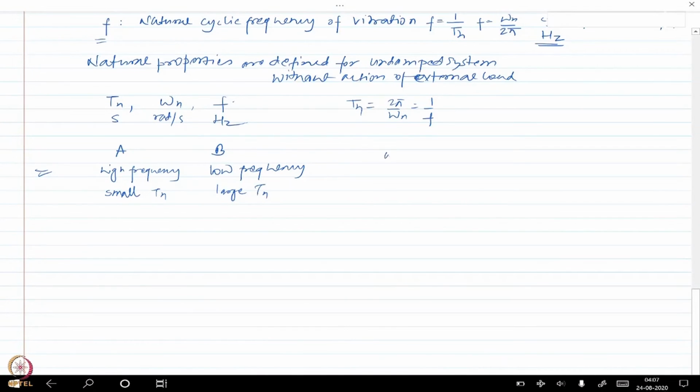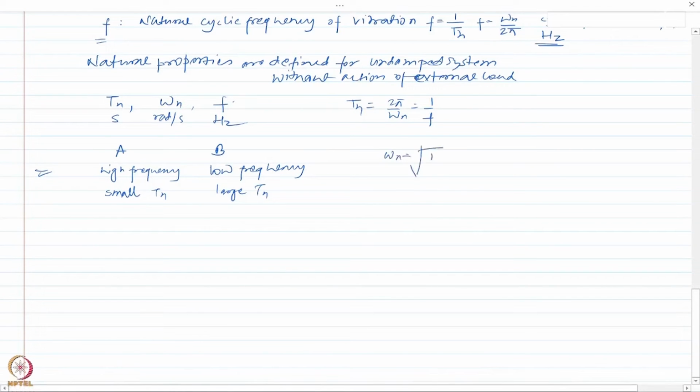What other things can you deduce? Remember that my omega n is nothing but the square root of k by m. So if the frequency is higher, that means it could be a stiff system, compared to a flexible system.